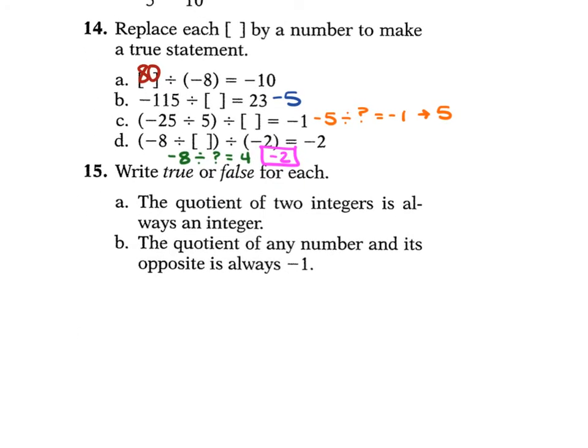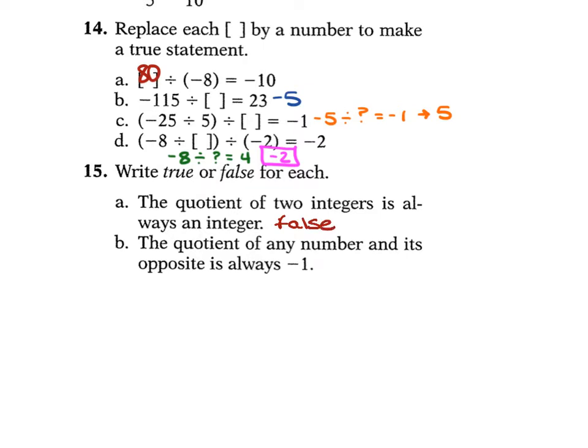For 15, we're writing true or false for each. So for A, it says the quotient of two integers is always an integer. No, that's not true. An integer is a number that does not have a fraction or a decimal attached to it. It's a positive or negative number with no fraction or decimal. And that's not true because when you divide, let's say, 38 and 5, you're not going to get a whole number or a number that doesn't have a decimal or a fraction. So this is false.